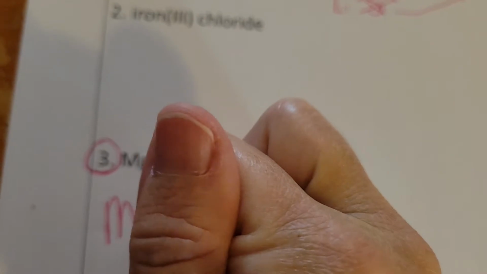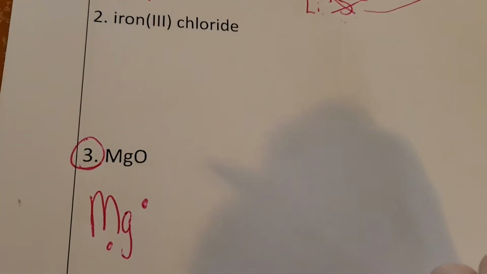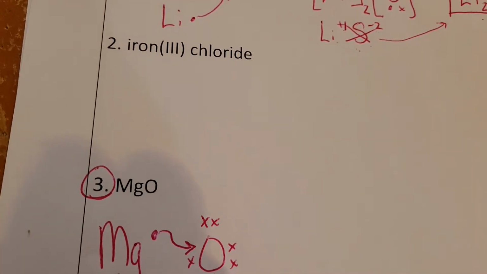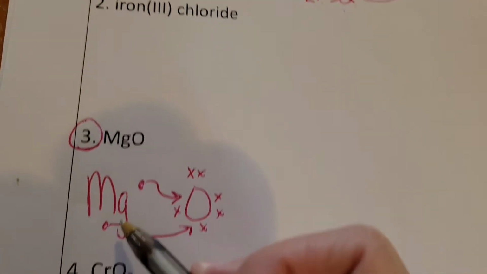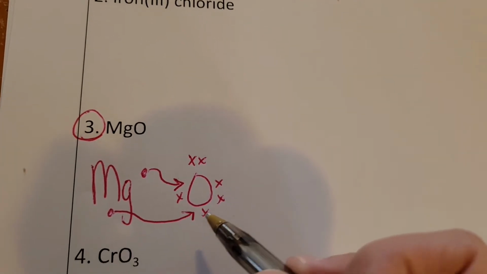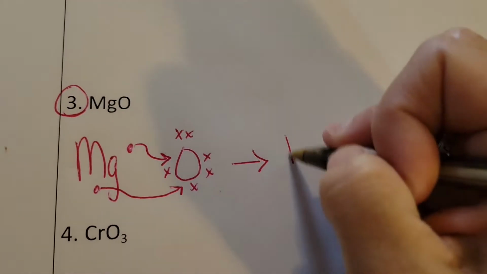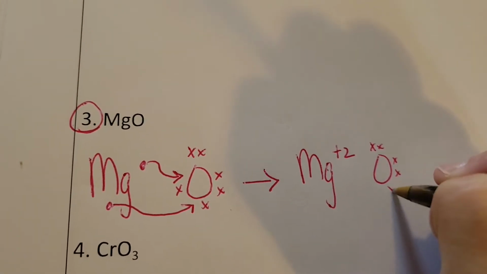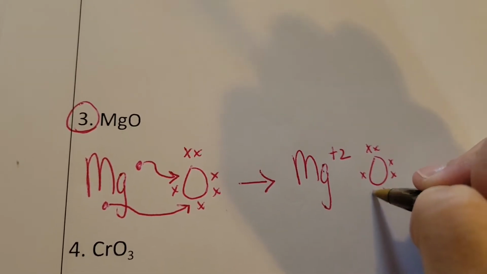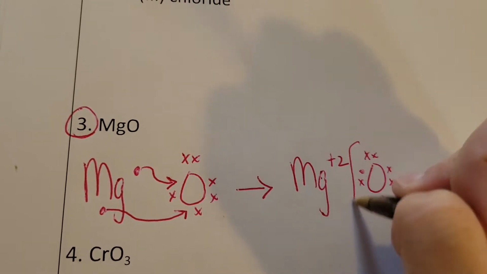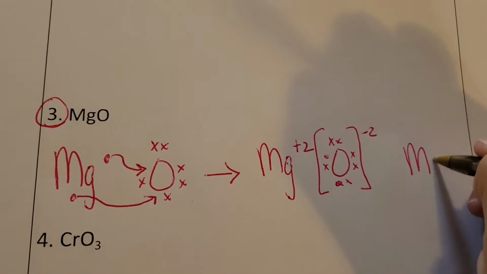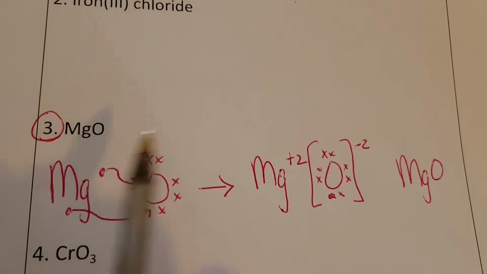So Mg has 2 valence electrons, and oxygen has 6. This magnesium is going to give 1 here and 1 there. Magnesium has lost its 2. It's happy. Oxygen has gained 2, so it's happy. So we have Mg with a +2 charge. We have oxygen with 6 of its own, and then the 2 that it gained, so it has a -2 charge. +2 -2 is why we get our MgO for our formula, which is what we started with.